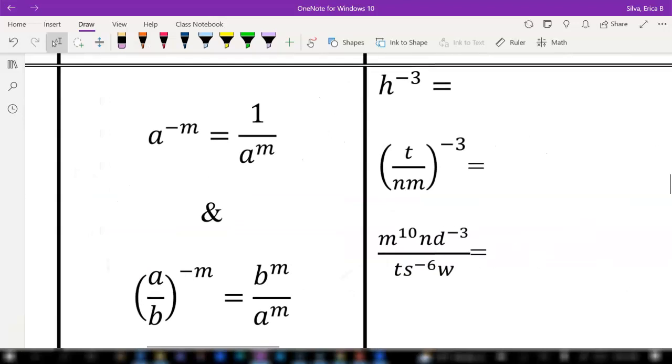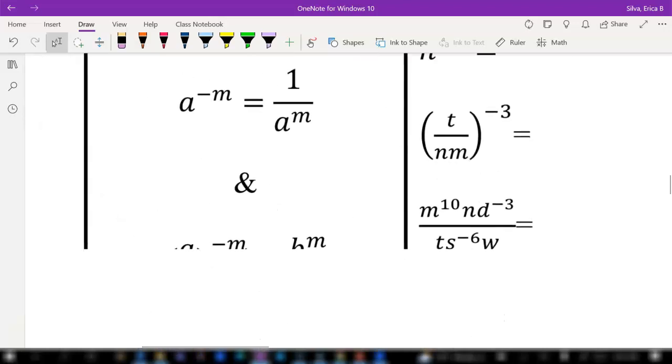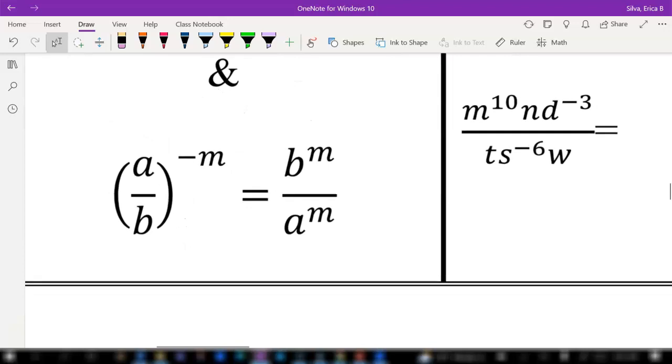For example, a to the negative m power, we bring it to the denominator so it changes to positive. And then if we have a fraction and it's to the negative power, we flip the fraction, or we get the reciprocal, and then we turn the exponents positive.